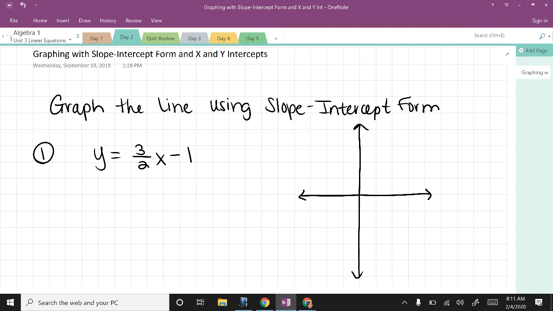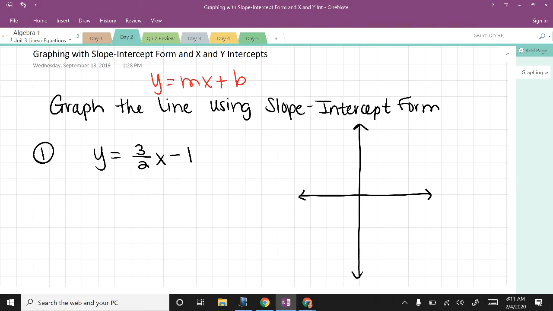All right. First of all, what is slope-intercept form? Y equals mx plus b. And m represents the slope, and b represents the y-intercept. What does y-intercept mean? Where you cross the y-axis, right? So when you graph with slope-intercept form, you're always going to start with your y-intercept. That's the first point you will graph.